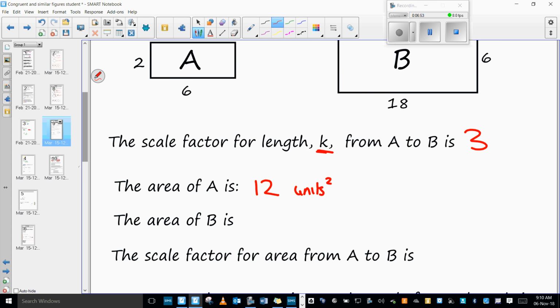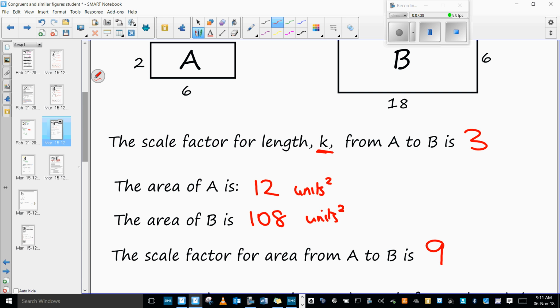So what's 6 multiplied by 18? Let's do it ahead. 6 multiplied by 10. And 6 multiplied by 8. Add those together. There you go. 108 units squared. So whilst we can see that the lengths have all been multiplied by 3, we can see that our area has not been multiplied by 3. Yes, you're happy with that? Because 12 multiplied by 3 is not 108. But what is our scale factor for area? How much bigger is it? What is 108 divided by 12? 9. So our scale factor of area is actually 9.